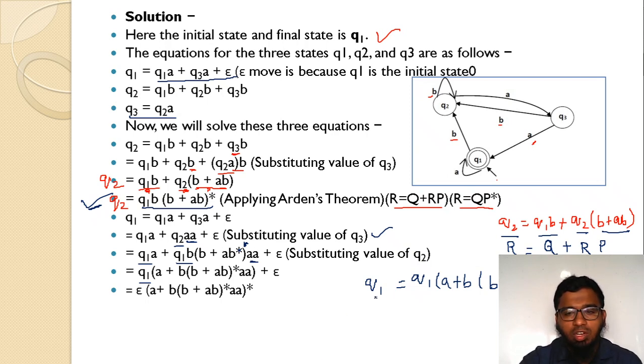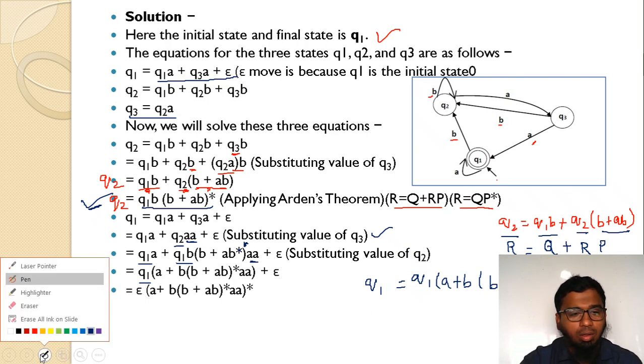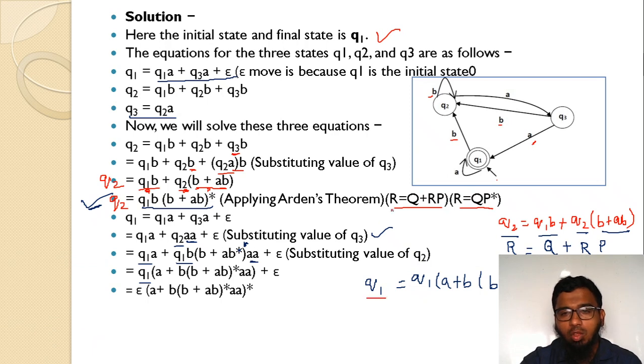So here, is this in the form of this? Let's check it out. Q1 means R, and Q1 here is also R, and this whole thing consider as P, and plus Q. Is it right? Yes. R is equals to Q plus RP. We have this in this format.